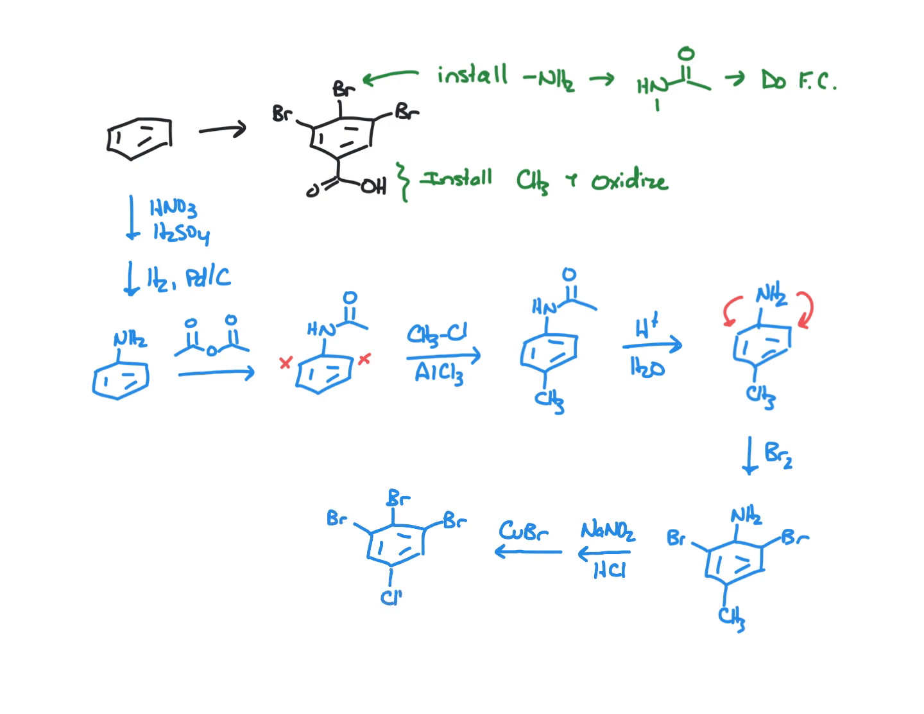And then we still have our methyl group. I said I would take care of it last. So now I just need to oxidize that to the carboxylic acid. And for that, you could use potassium permanganate or chromic acid. I'm just going to use chromic acid. And that gives me the carboxylic acid. Now we're finished.